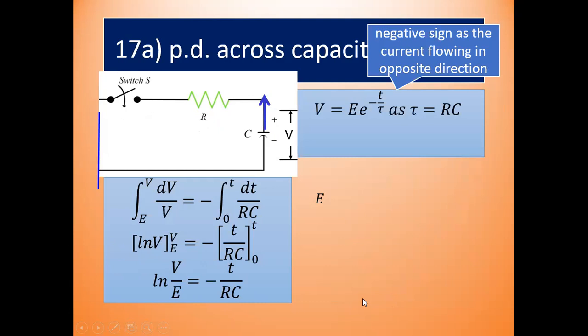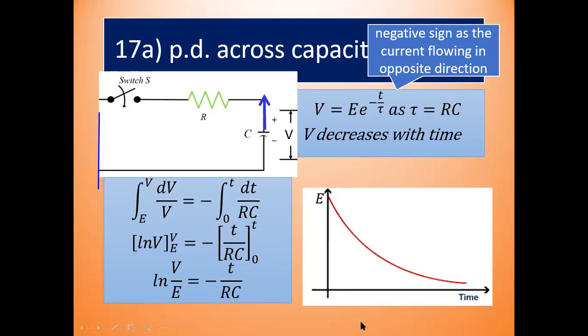Let's take anti-log. So our E take across there, that's how we get that. And then instead of RC, we replace it with tau. So we can see that V decreases with time. Anti-log it and make it e to the power of negative t over RC. Always remember, when you discharge, the charge on the capacitor decreases, so it means the voltage on the capacitor will start to decrease. Then you can remember the formula.